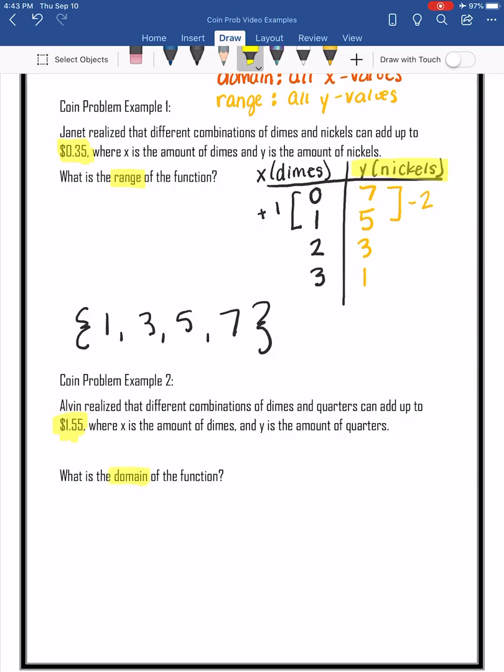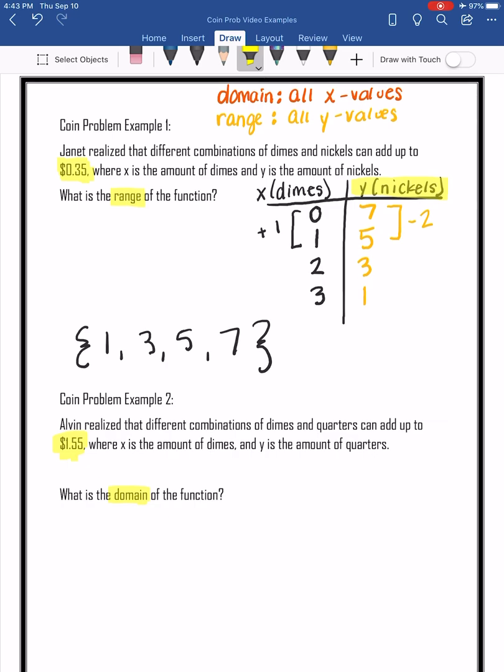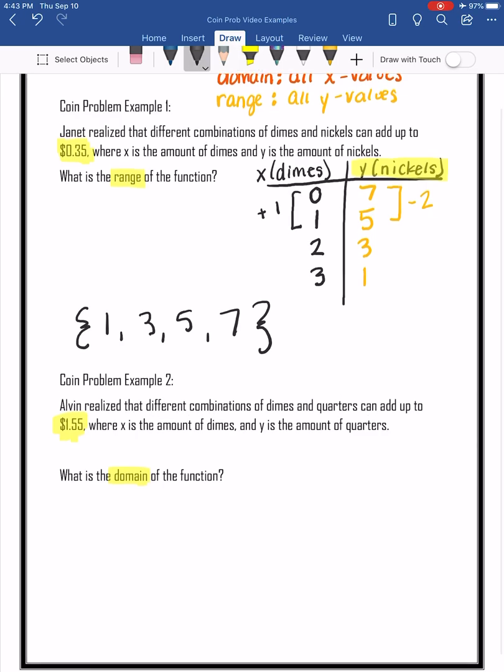Okay, so remember back up here at the top, domain are the x values. So we're going to do the same thing we did for the first problem, except our final answer needs to be the x values that we find. So let's go back here and draw the table out again, so we can see how many combinations we can come up with. Per the problem, our x is our dimes. Our y value is the amount of quarters.